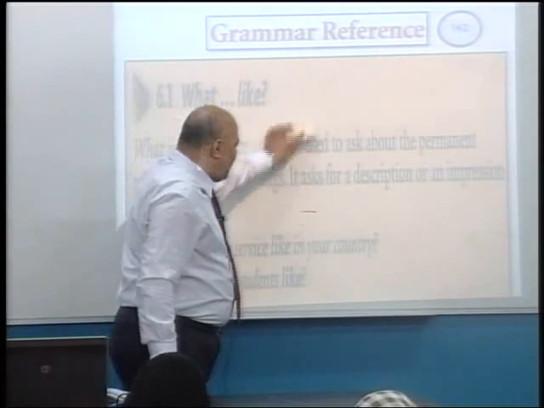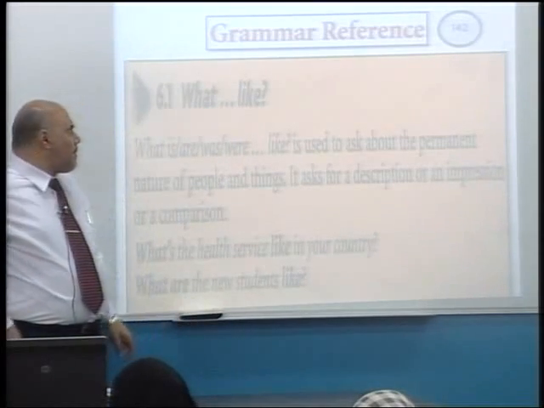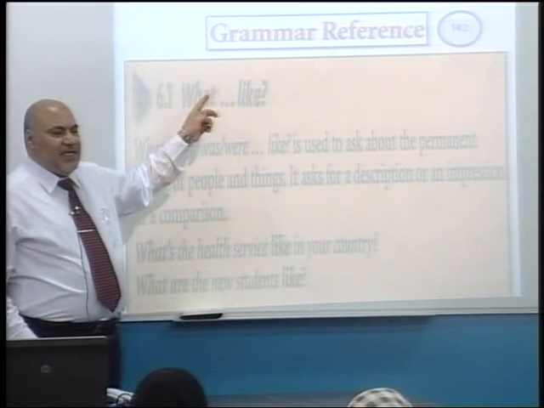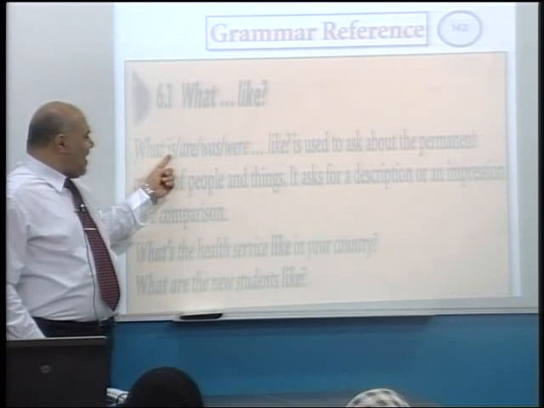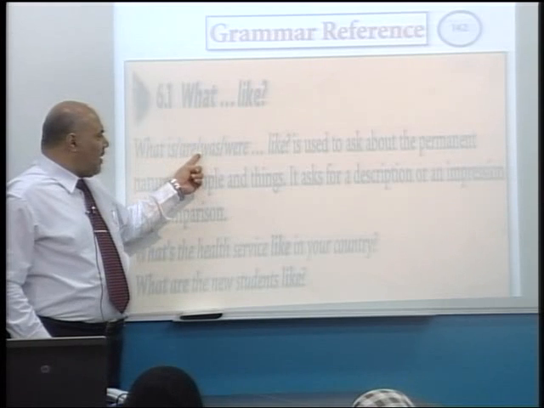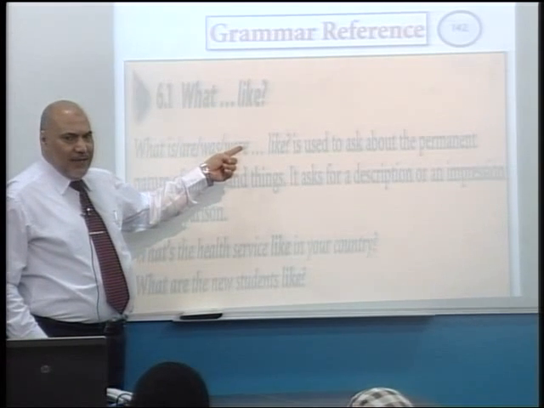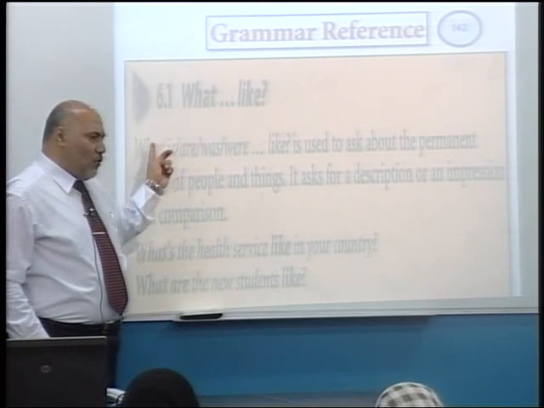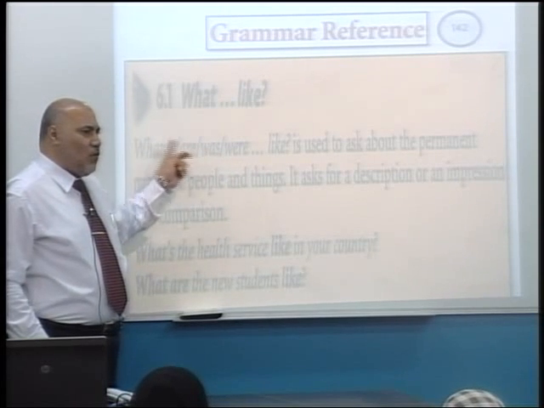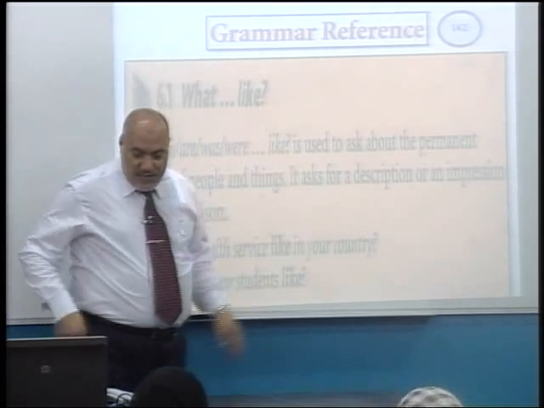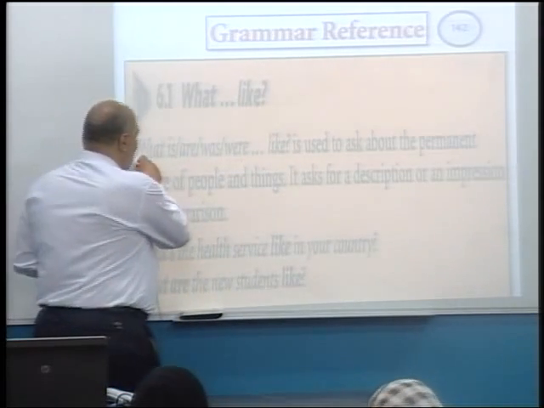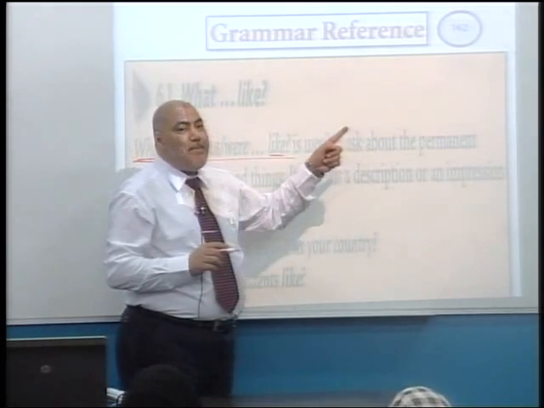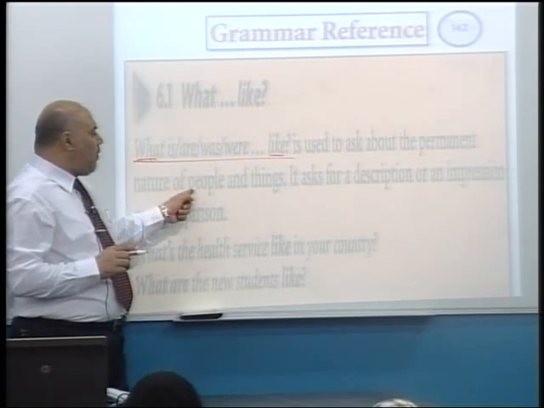Yes, for the general description, in short, what like? Now we are speaking about what like. Look at the description here. What is, are, was, were, he, they, I like? What is he like? What are they like? What was he like? What were they like? This sentence with what and like, you understand, is used to ask about the permanent nature of people and things.